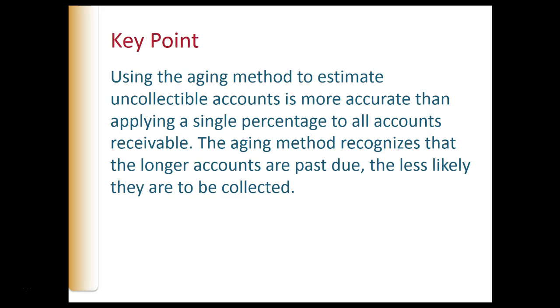Now, a key item to be aware of is using the aging method to estimate our uncollectible accounts. Generally speaking, it's going to be more accurate than just coming up with a single percent for all accounts. The aging method recognizes that the longer accounts are past due, the less likely they're going to get collected.